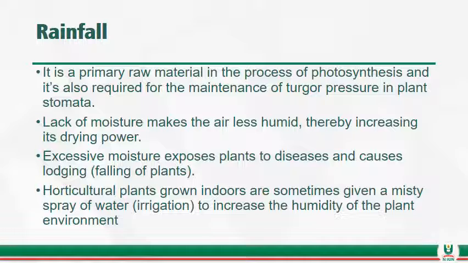That is, the holes in the leaves that you cannot see, they are not visible to the eyes, and that is where gas exchange takes place. So lack of moisture or water makes the air less humid and makes plants dry very, very fast. Excessive moisture, because too much of everything is bad, exposes the plants to diseases and also causes the plants to be weak. The stem will be weak, so they'll be falling off. That's what we call lodging, falling of plants.